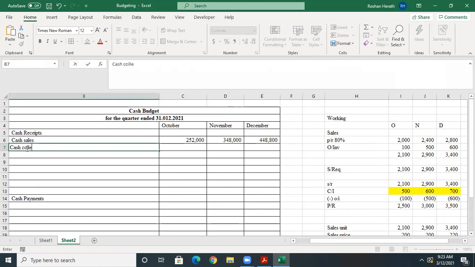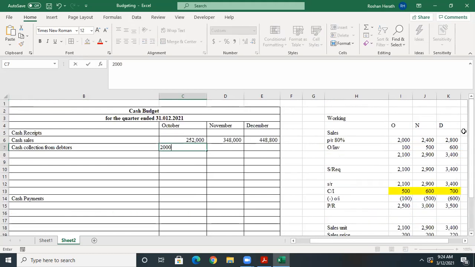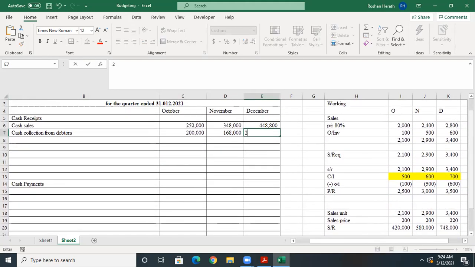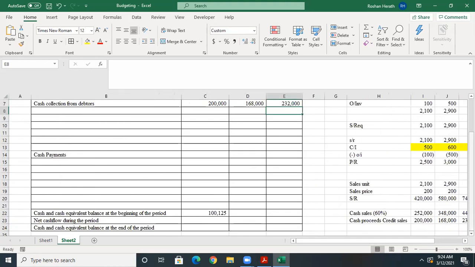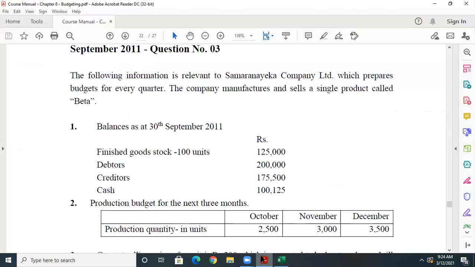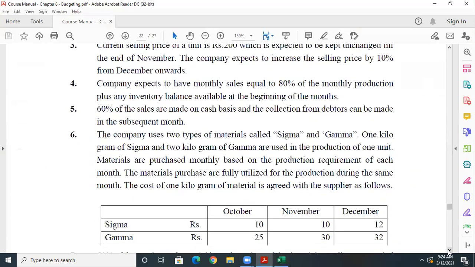So that is the next important thing. Cash collection from debtors. The cash collected from debtors is 200,000, 168,000 and 232,000. Right. So it's about the debtors. We are not going to bother about the January collection. Okay, it's about the sales. We have managed to work that out.